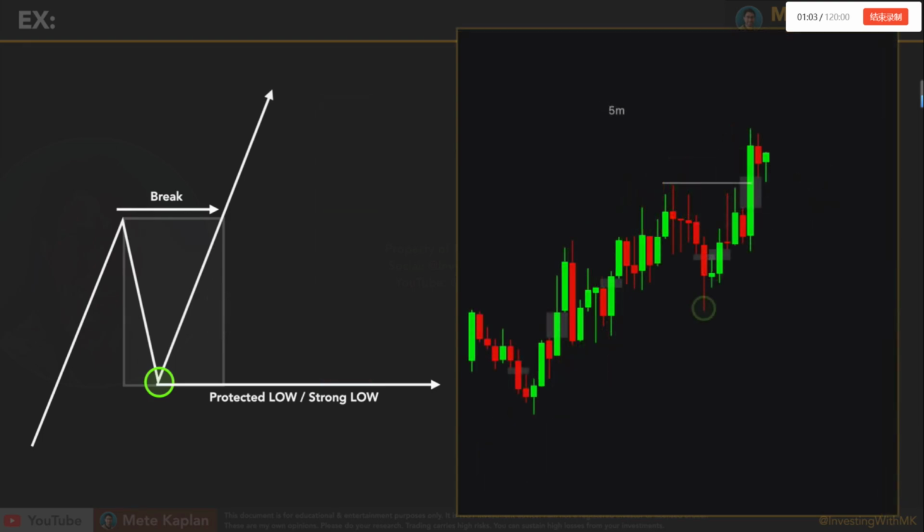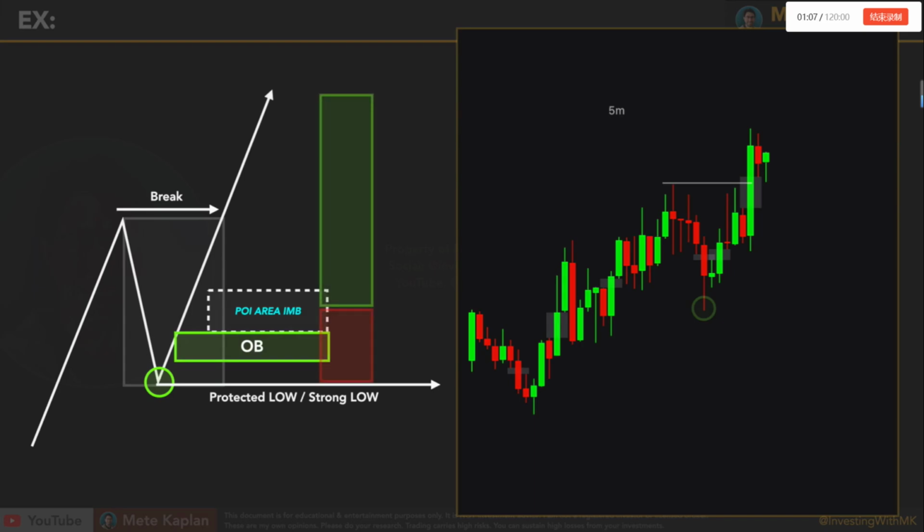The more advanced version of this is actually a combination of imbalance and order block. Why? As I told you before, healthy price action requires all the imbalances and gaps to be filled before moving away. Generally, the imbalance and order block combinations are great places because most of the time the imbalance will be fully filled.